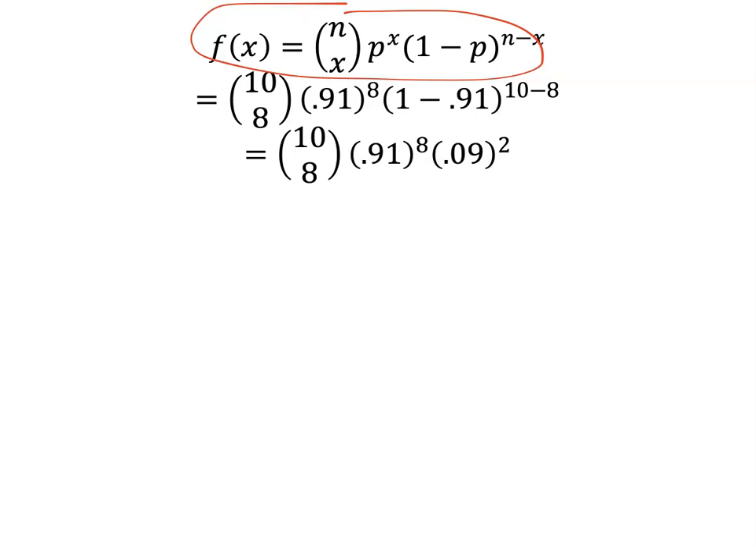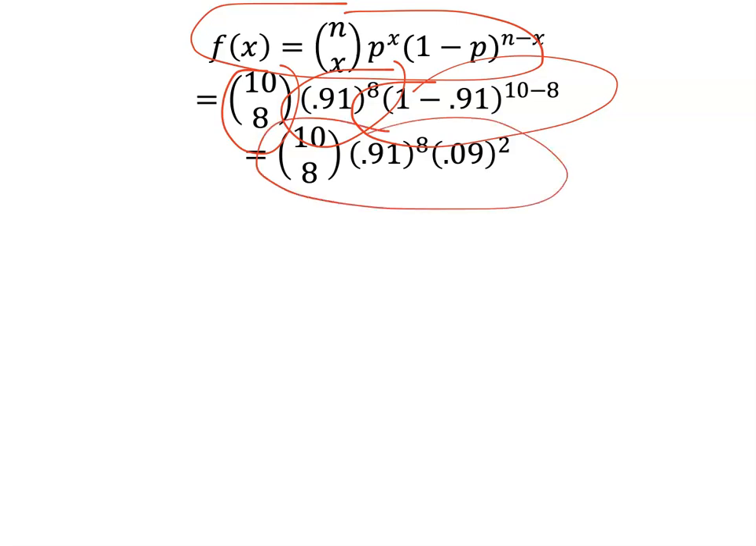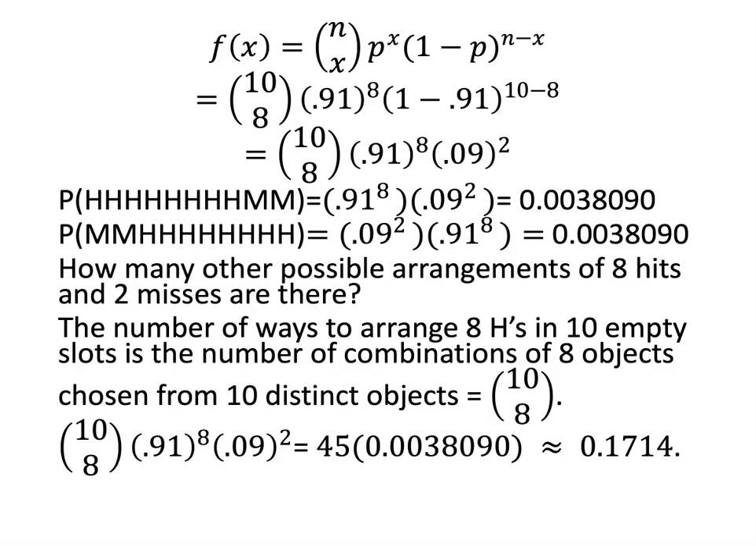Okay, so here's why this formula works. In this particular problem, the probability that Stephen Curry makes 8 out of 10 free throws is 10 choose 8 times 0.91 to the 8th times (1 minus 0.91) to the 10 minus 8. In other words, we end up with this. This is the probability that he makes the first 8 free throws, hit, hit, hit, hit, hit, hit, hit, hit, and then miss, miss. So the probability that that happens is 0.91 to the 8th.